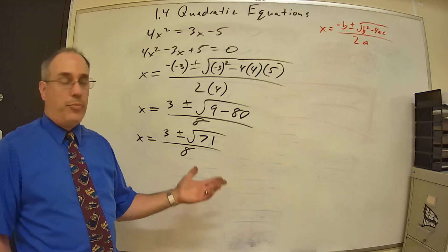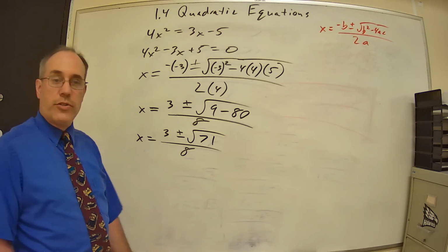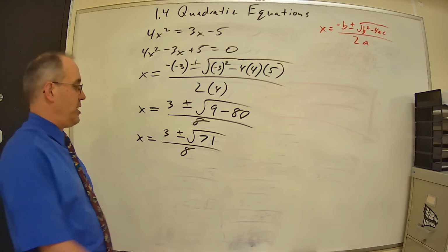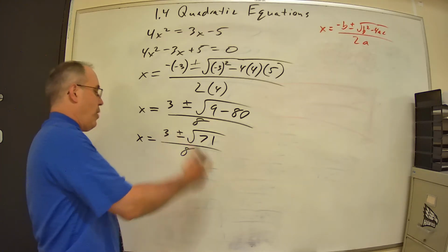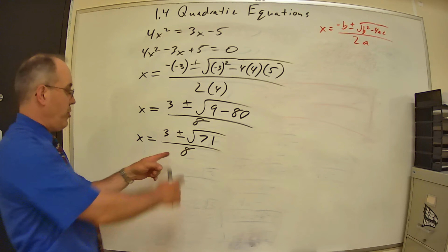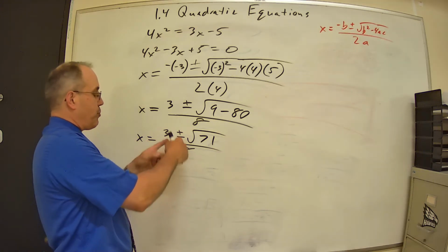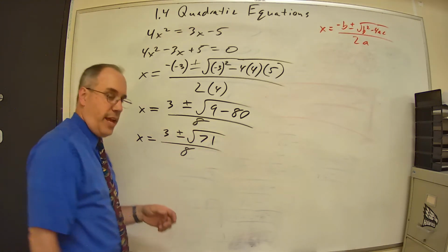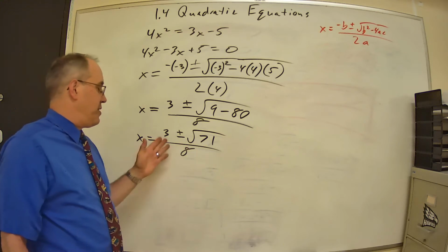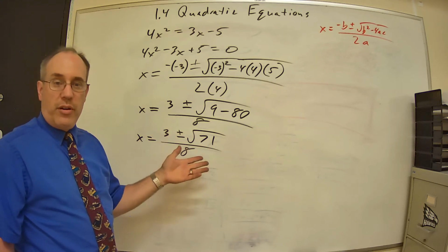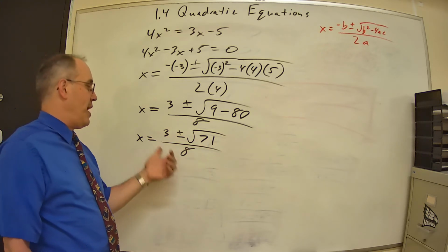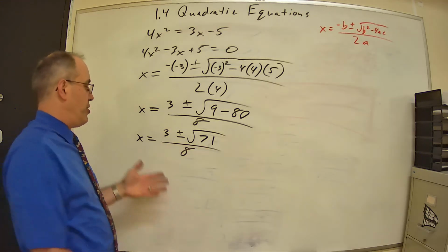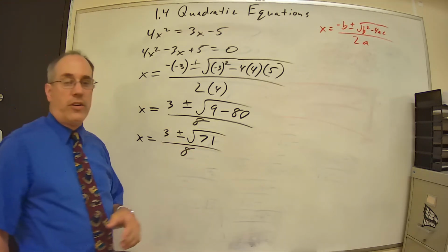At this point, you're kind of sunk. That's as far as you can go. Unless we estimate what that value is. So I would leave it just like this. We don't need to split it up to 3/8 plus or minus the square root of 71 over 8 because this isn't a complex number. So we're not putting in the form a plus bi. We're just simplifying as far as we can.